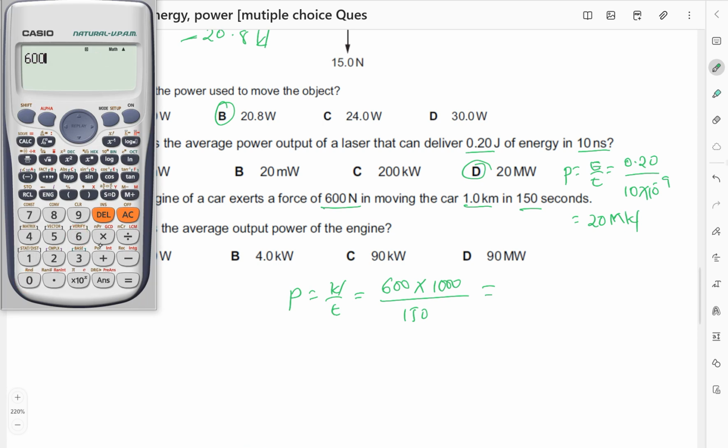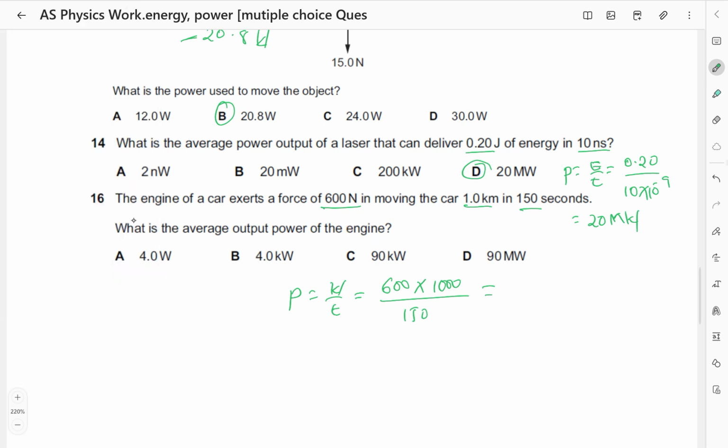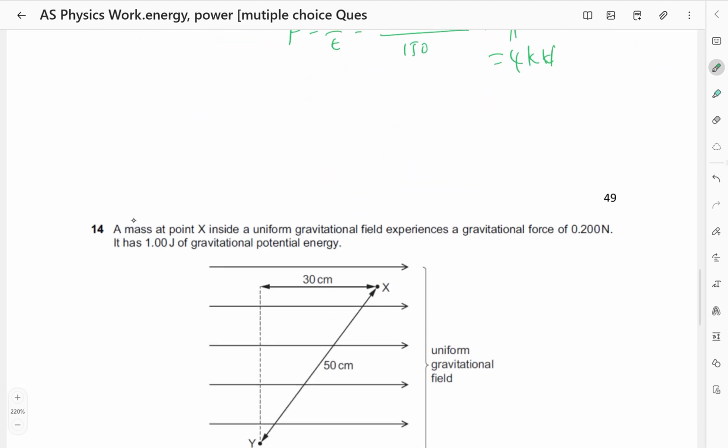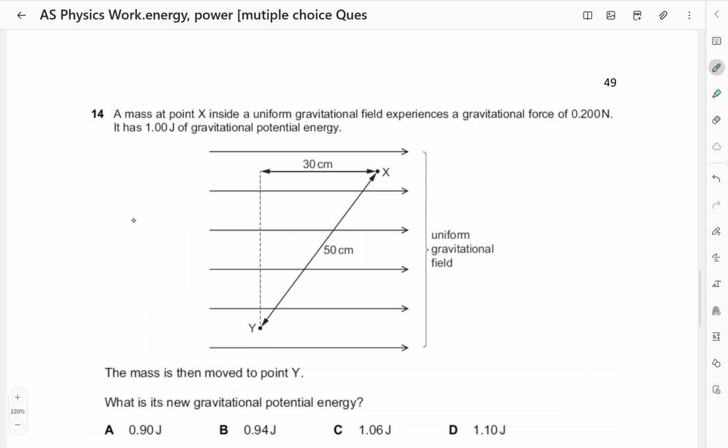600 times 1000 divided by 150, that is 4000. So this is going to be 4000 watts, and this is the same as 4 kilowatts. So the answer is going to be B. You notice that as we advance towards the end of this document, the questions become more direct because Cambridge goes on evolving. So all the first questions or the earlier questions were simpler.